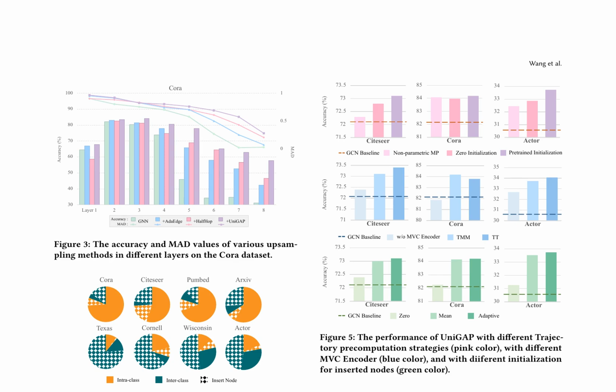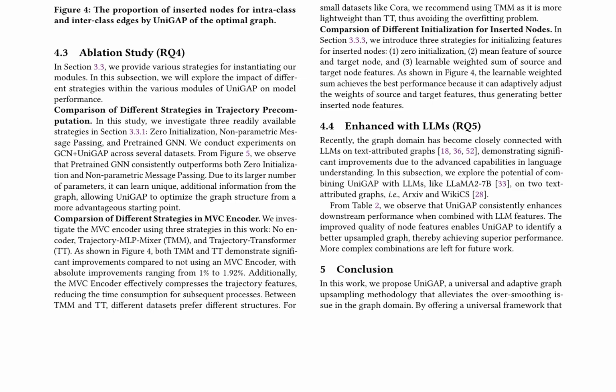The results are compared with various baselines, including traditional GNN methods, advanced GNN methods, graph transformer methods, and other graph upsampling methods. The evaluation protocols involve using public split settings, reporting the mean accuracy along with the standard deviation across 20 different random seeds, and integrating UniGAP as a plug-in method with various SOTA GNN models.